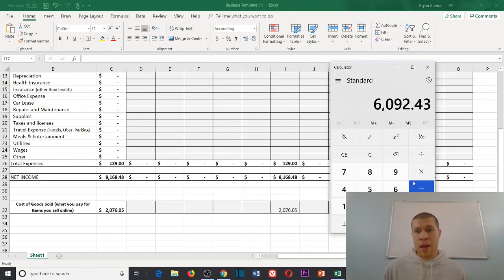$6,092.43 was the profit. If I multiply that by 0.7, so I'm taking 70% of that, that will mean that my take-home pay after I account for taxes is $4,264.70. So hope you guys like this. I still basically averaged $4,000 in profit, a little bit over.